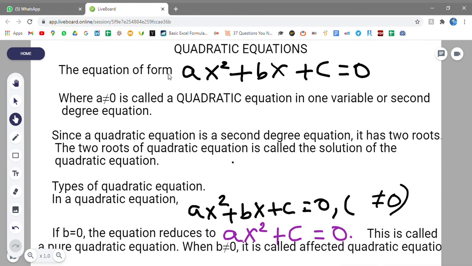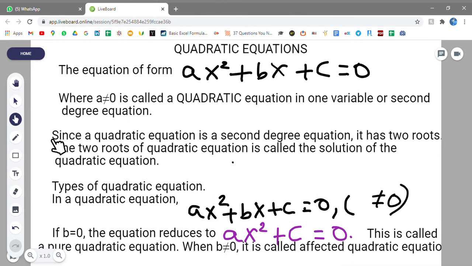The coefficient of x square is a, and this should not be equal to 0. Only then it is called a quadratic equation. And this quadratic equation, if you observe, has only x in its equation form. So this is a quadratic equation of one variable. What is the variable? The x what you see here is the variable, and it's only one variable because we are using only x.